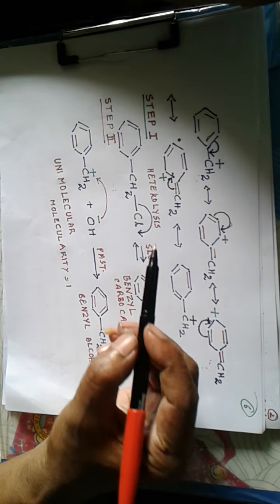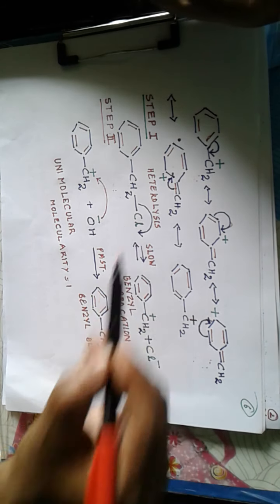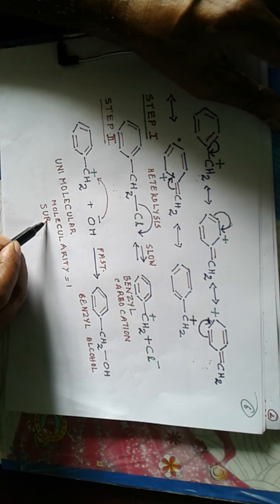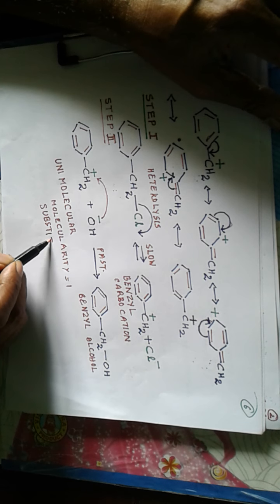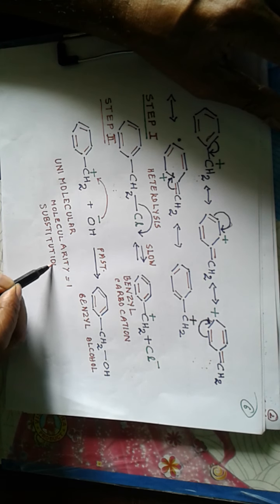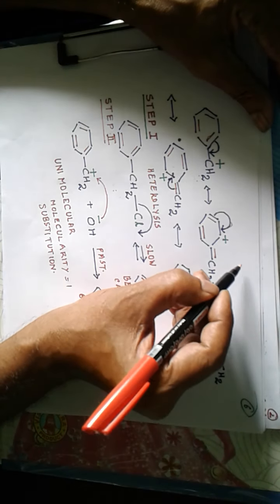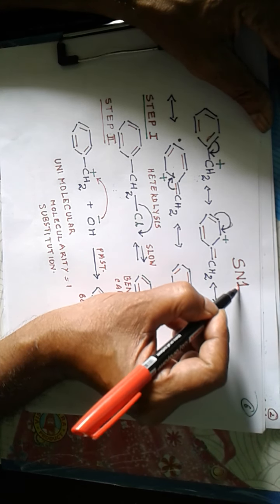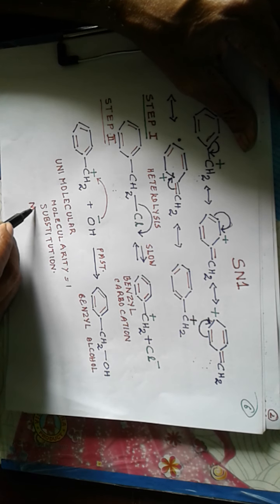Then the total reaction involves replacement of chlorine by OH. When one group is replaced by another group during a chemical reaction, it is called a substitution reaction. So it is a unimolecular substitution reaction, and hence this reaction is termed substitution nucleophilic unimolecular, because N stands for nucleophilic.